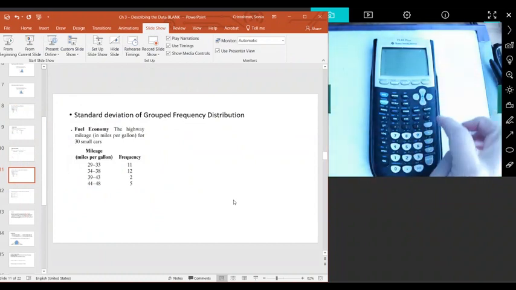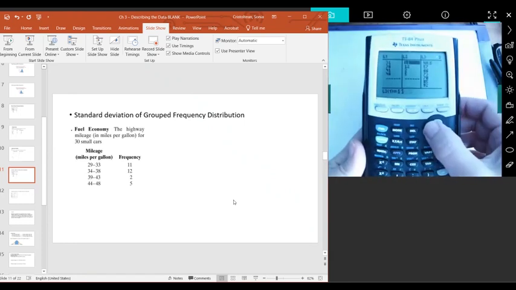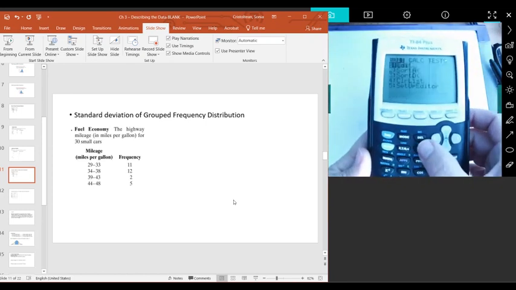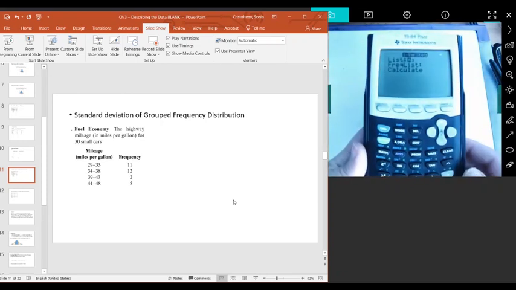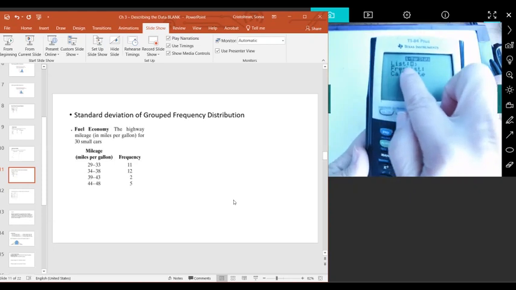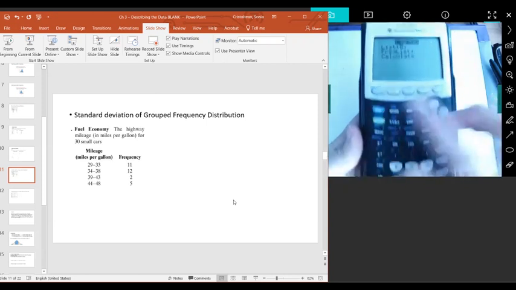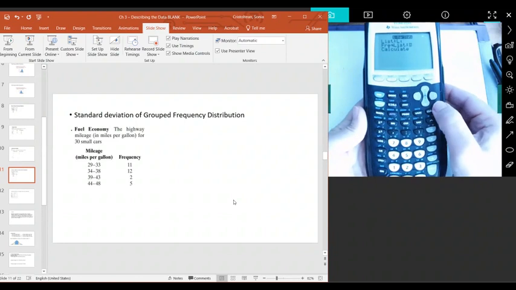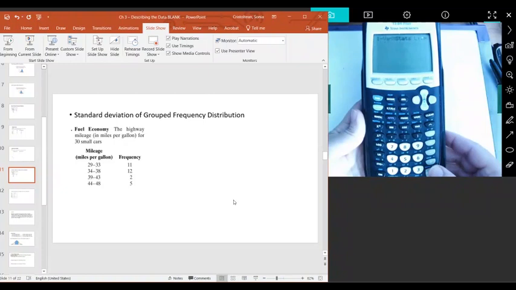I will get to my list. I already have the data in here. So under edit, it's in my first two lists, okay? So using these two lists, I'll go to stats, I'll go to calc, one variable stats, get here, make sure you have your list as the list with the data values, and my values are in list 1 this time, so I'll do second 1 to get my list 1 in there, and for the frequency list, I have to enter second 2, and now calculate, hit enter.